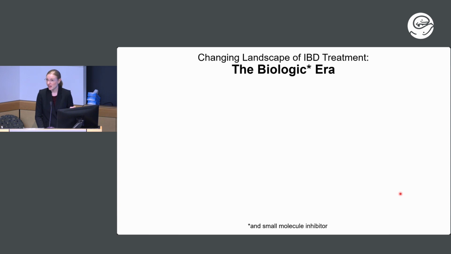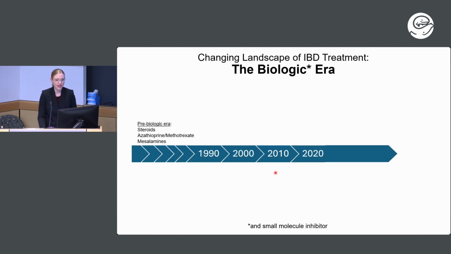For those of you who don't encounter these types of medications on a daily basis, biologic drugs are large, complex proteins made from living cells that target and neutralize specific molecules on the surface of cells. Small molecule inhibitors are chemically synthesized. They're small, so aptly named, and they block intracellular signaling pathways. Before biologics became available, my GI predecessors relied on steroids, immunomodulators like azathioprine and methotrexate, and mesalamines, or 5-aminosalicylic acids, which are basically topical aspirins that act on the lining of the gut. These were the mainstay of IBD treatment, and we didn't do very well, honestly.